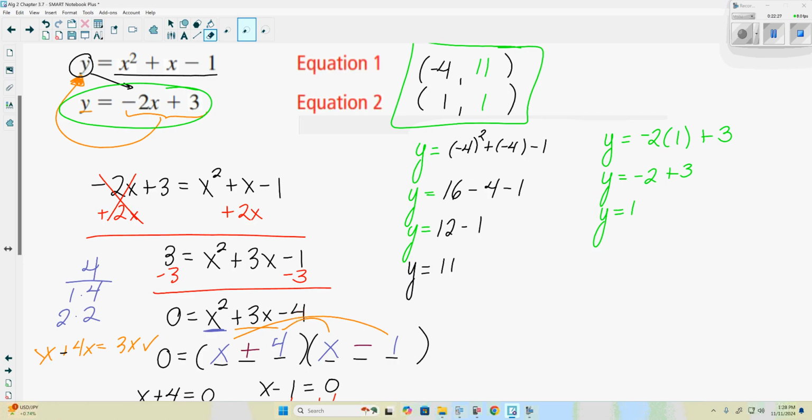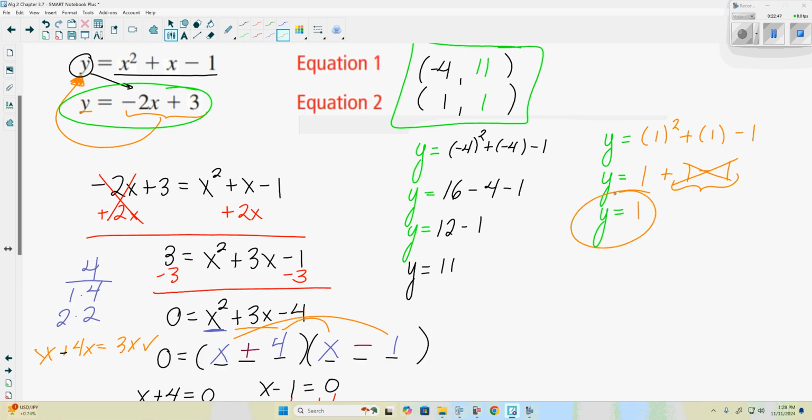Because at that point, they intersect, they cross, they have the same value for x and y. We could do the same thing with 1. We could say 1 squared plus 1 minus 1. Well, 1 squared is 1. We have plus 1 minus 1. Well, our 1 minus 1 is 0, telling us y is indeed 1. So it doesn't matter which equation we use to find the y value. We just got to pick one. Might be a little bit easier to use the line, less calculations we have to do. Questions on this here?